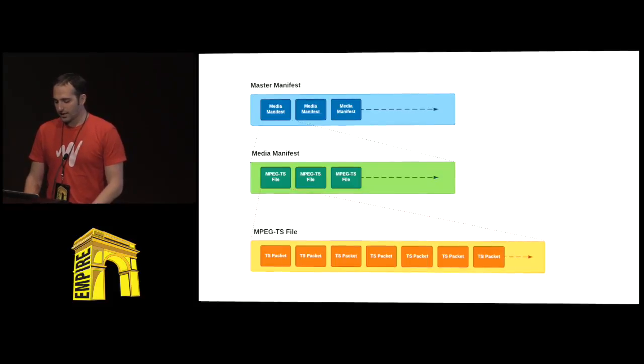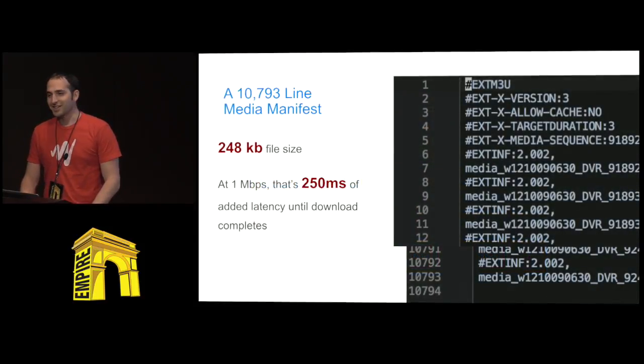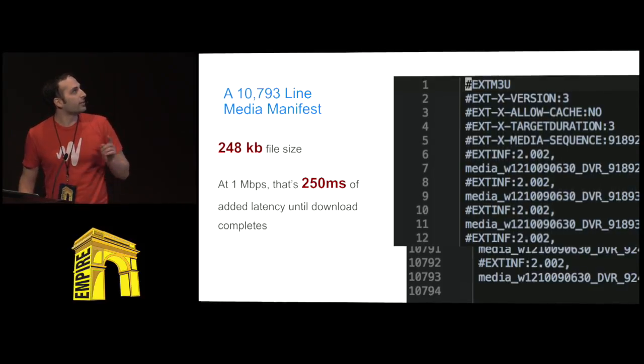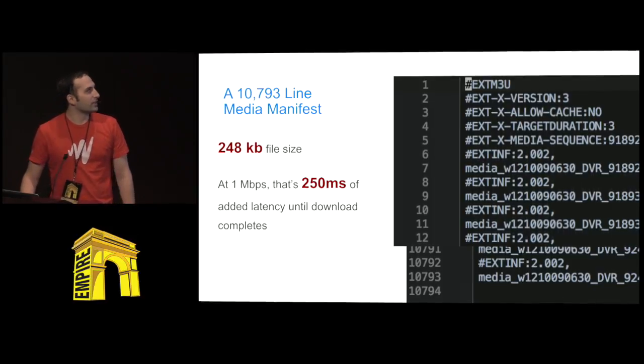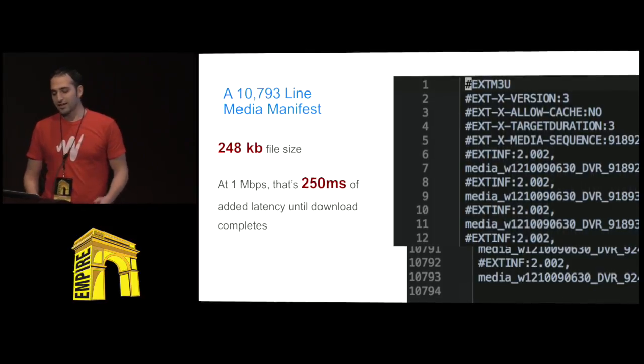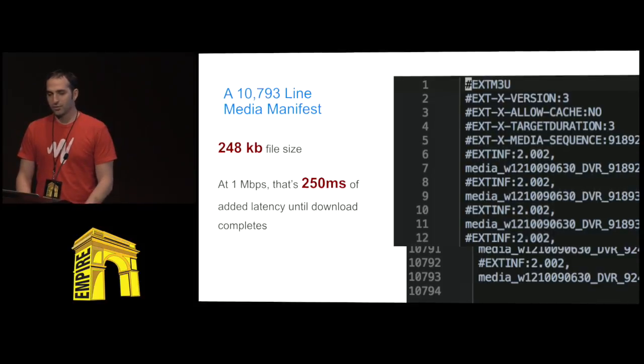The idea for jumpstart downloading was that sometimes you would find media manifests that were just huge. For example, we found a 10,793 line manifest. That's 248 kilobytes in file size, which at 1 megabit per second, that's 250 milliseconds of added latency until the download of just the media manifest completes, which means you haven't even downloaded the content to begin transmuxing.